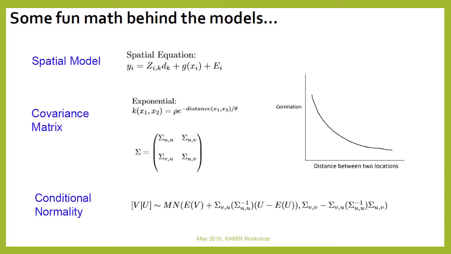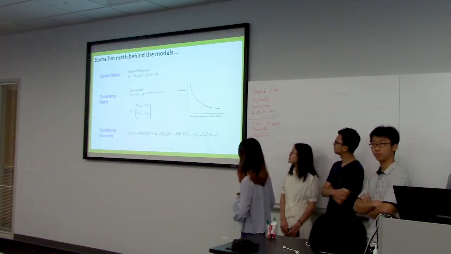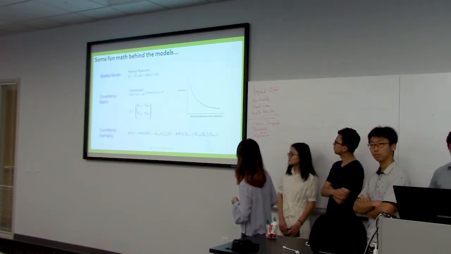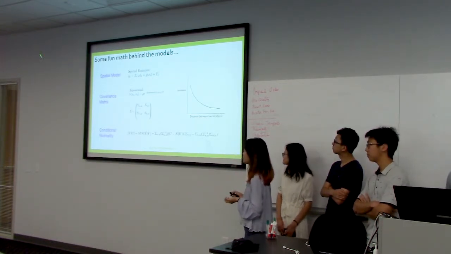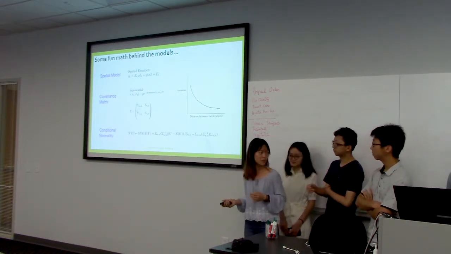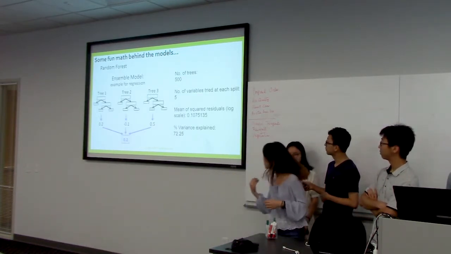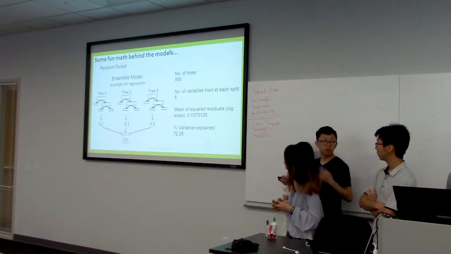And we have an equation here where we have E of V, which is the expected value of the new data point, which comes from the simple linear regression model that we mentioned before. And here is the covariance matrix of our training data set and our new data set. Then we'll have more introduction about this.